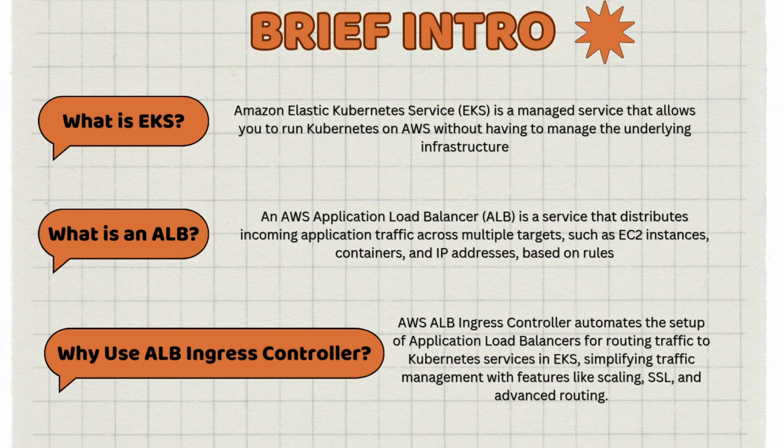The next important thing to understand is why to use the ALB Ingress controller. The AWS ALB Ingress controller automates the setup of Application Load Balancers for routing traffic to Kubernetes services within EKS. This simplifies traffic management by providing features like automatic scaling, SSL termination, and advanced routing capabilities, which makes it easier to manage traffic to your applications.